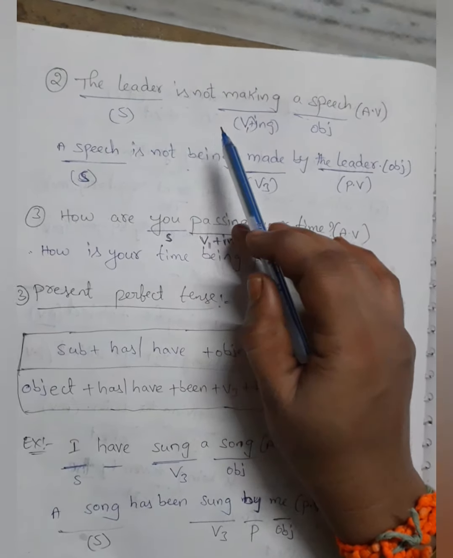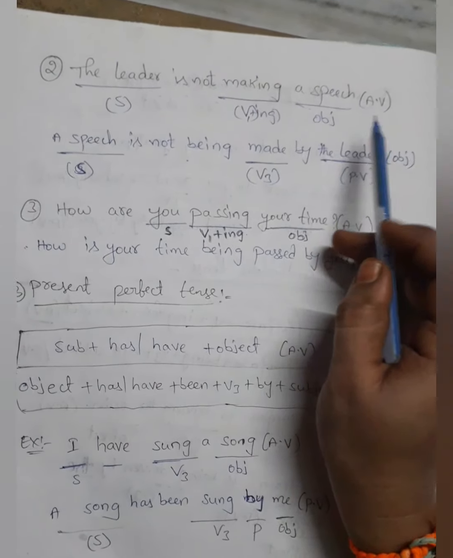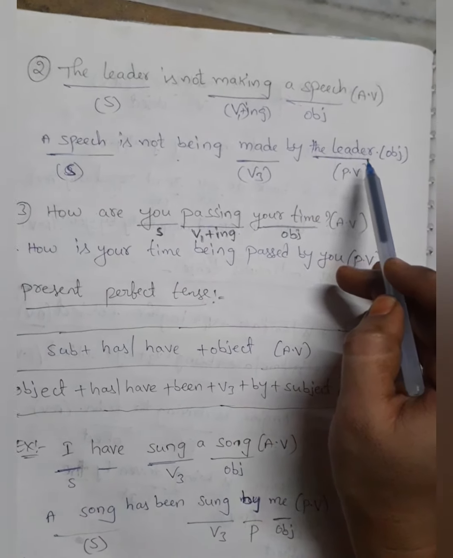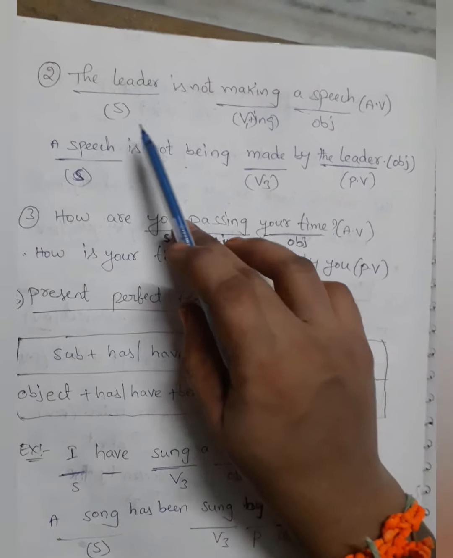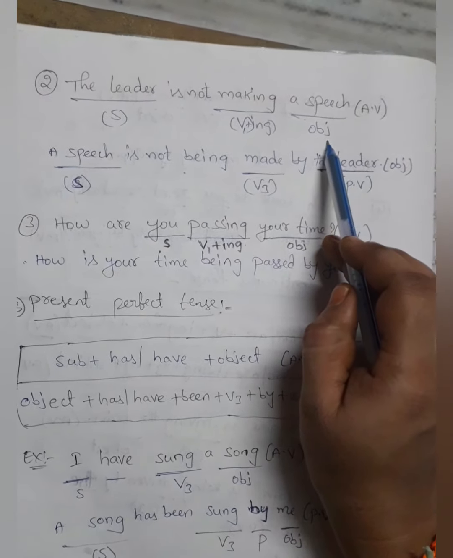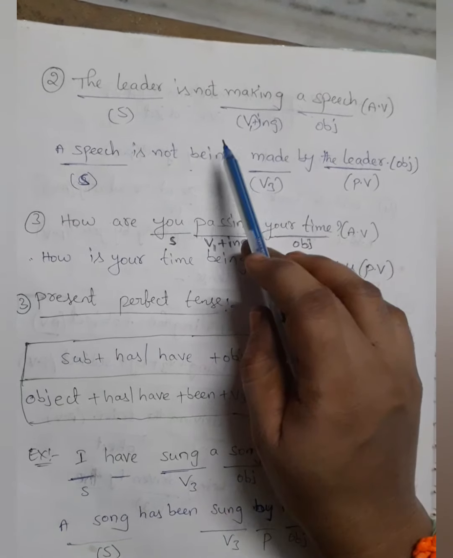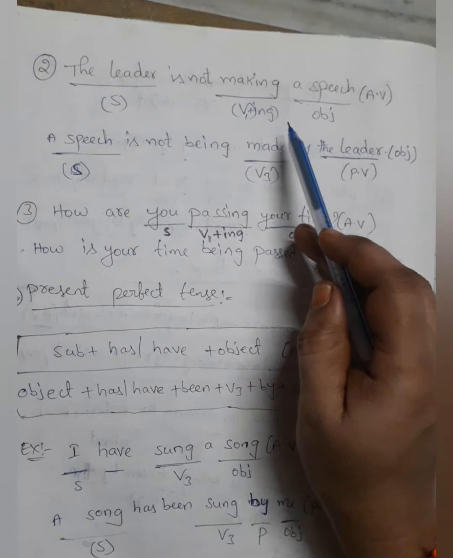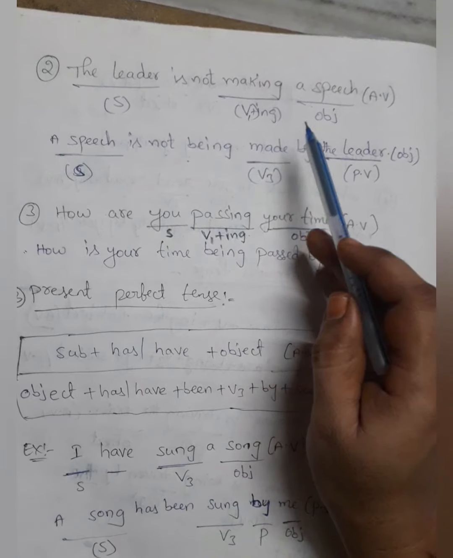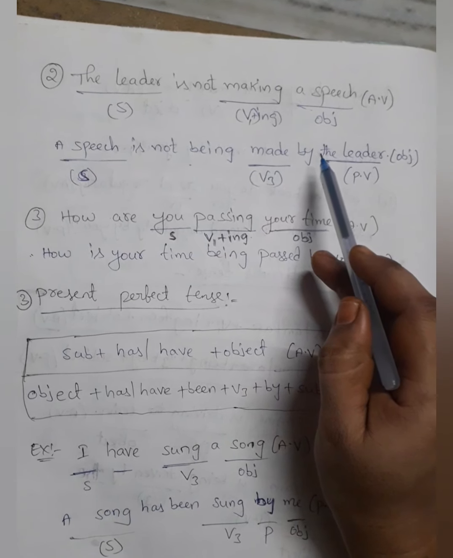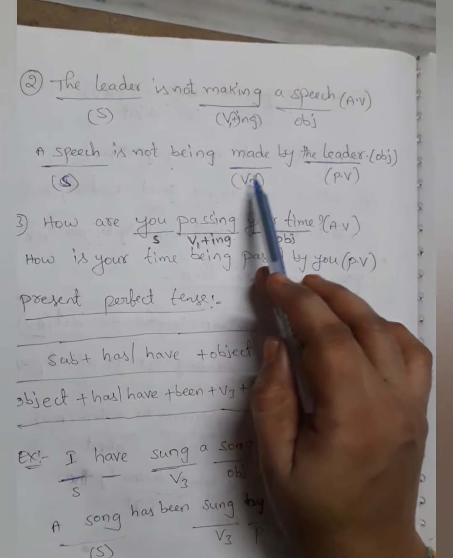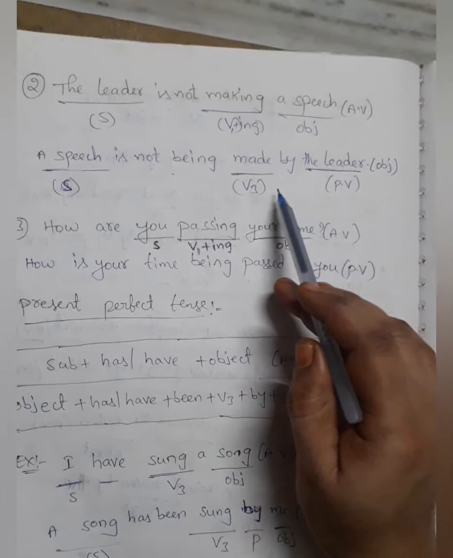Next example, the leader is not making a speech. It's an active voice. A speech is not being made by the leader. It's a passive voice. Here the leader is the subject, making is a verb in the V plus ing form, a speech is the object. Like we follow the rules, object will become subject, subject will become object. We have to use the V3 form. Depending upon the tense, we have to change the be forms. Then we have to add the preposition by. A speech is not being made by the leader. It's a passive voice.